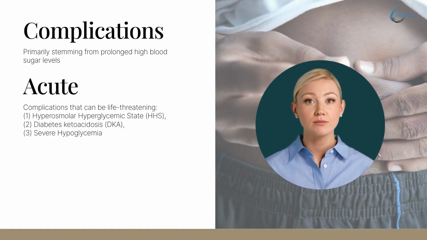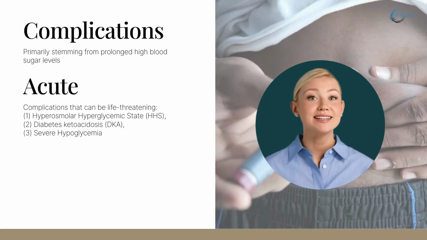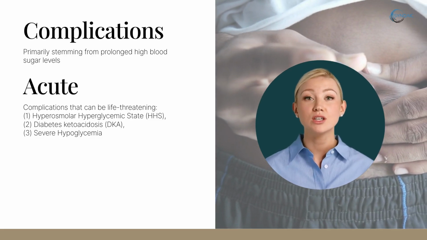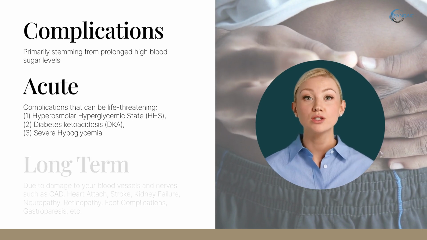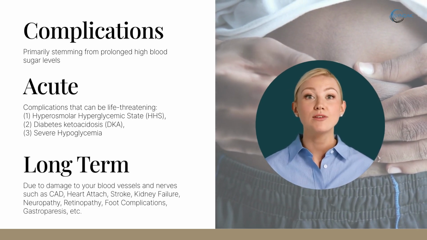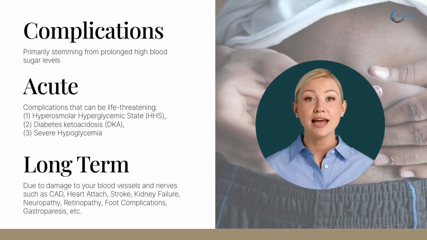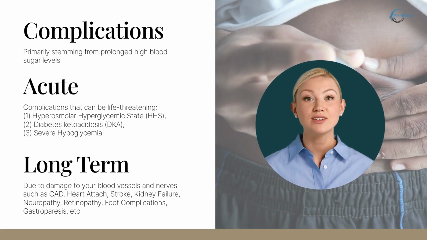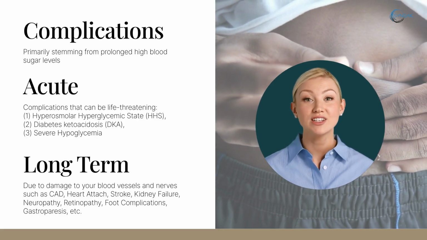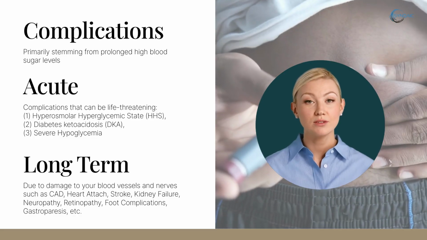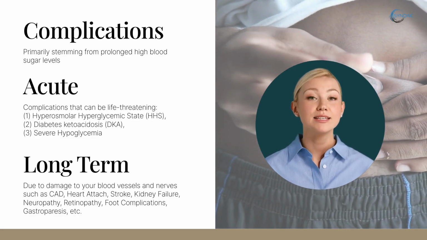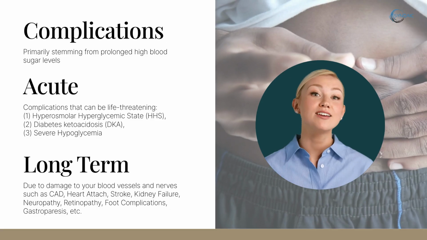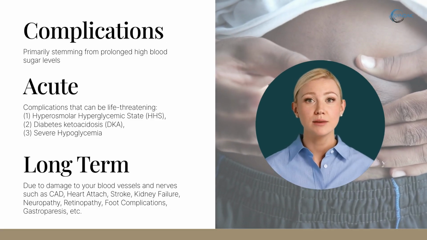Severe hypoglycemia, a dangerous drop in blood sugar levels, occurs mainly in insulin-using individuals, causing symptoms such as seizures, requiring emergency glucagon or medical treatment. Long-term diabetes complications stem from prolonged high glucose levels that damage blood vessels and nerves, and this includes cardiovascular issues, including coronary artery disease, heart attack, stroke, and atherosclerosis. Nerve damage, neuropathy, leading to numbness, tingling, and pain. Nephropathy, potentially resulting in kidney failure necessitating dialysis or transplant.